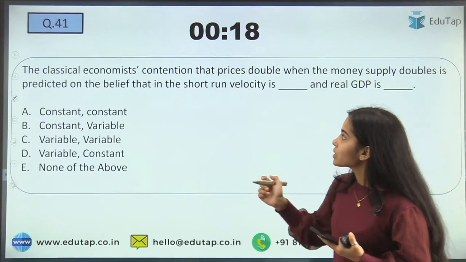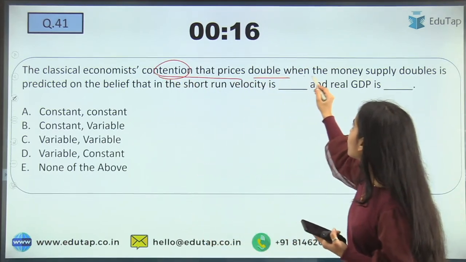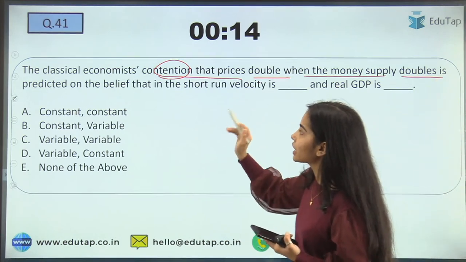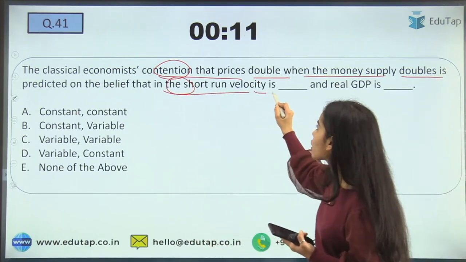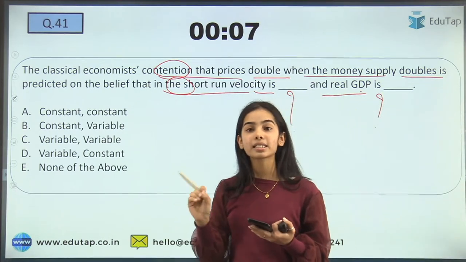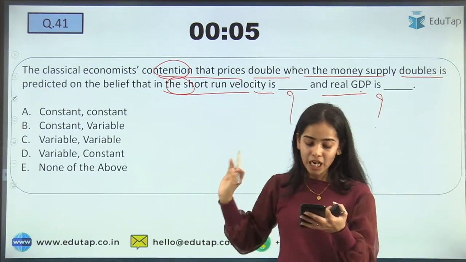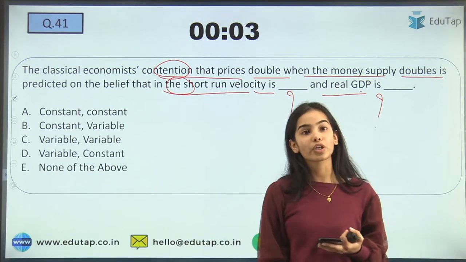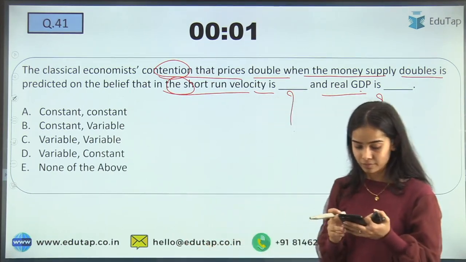So the classical economist's contention that prices double when the money supply doubles is predicated on the belief that in the short run velocity is dash and real GDP is dash. So I can tell that this is based on the quantity theory of money. Now I hope you will be easily able to answer this question. Very easy question.